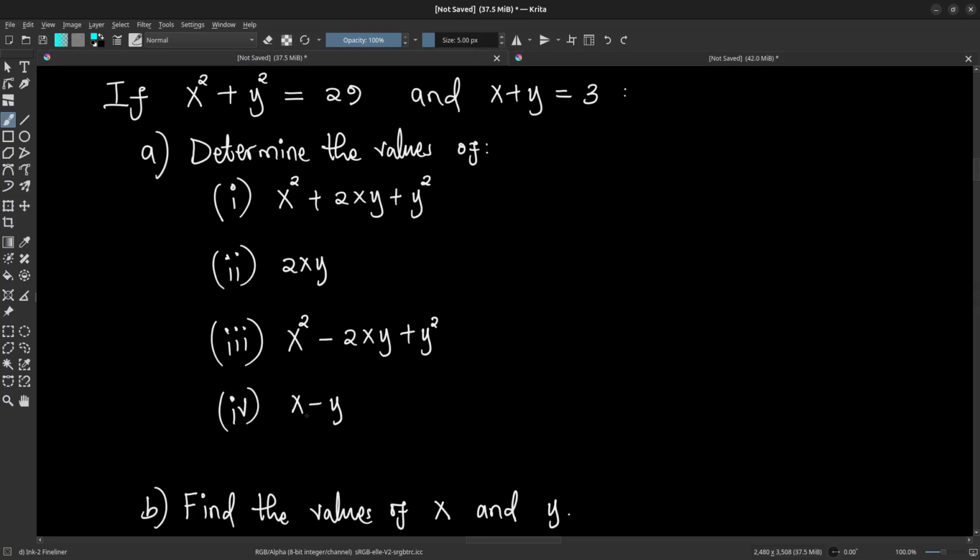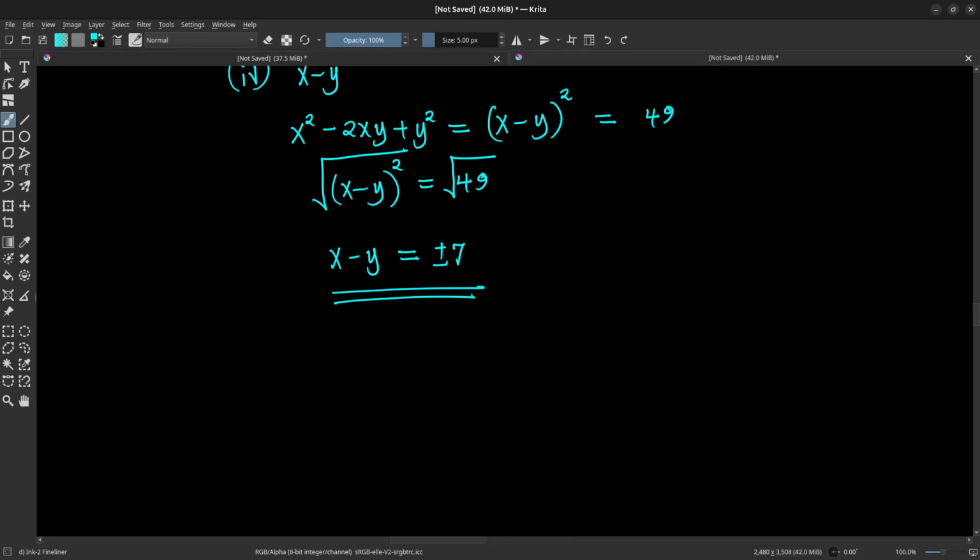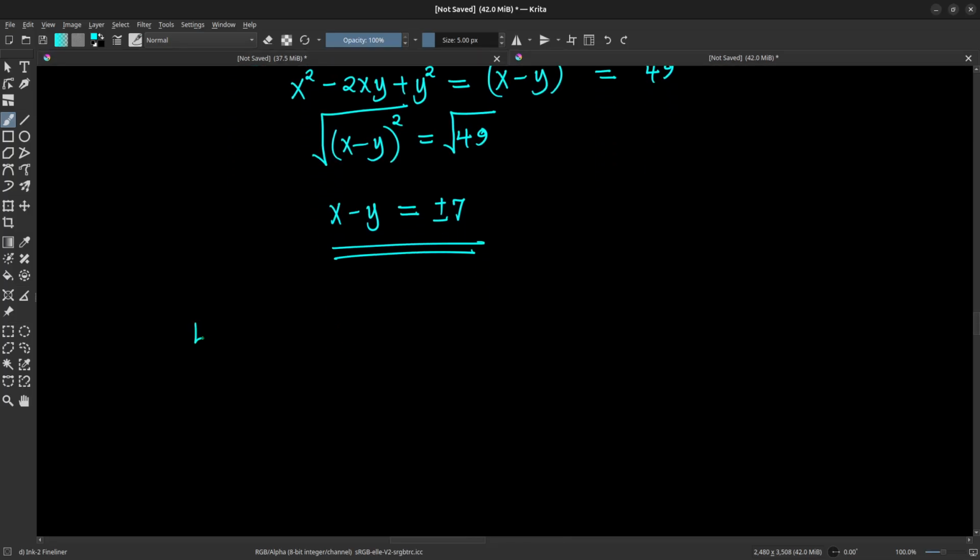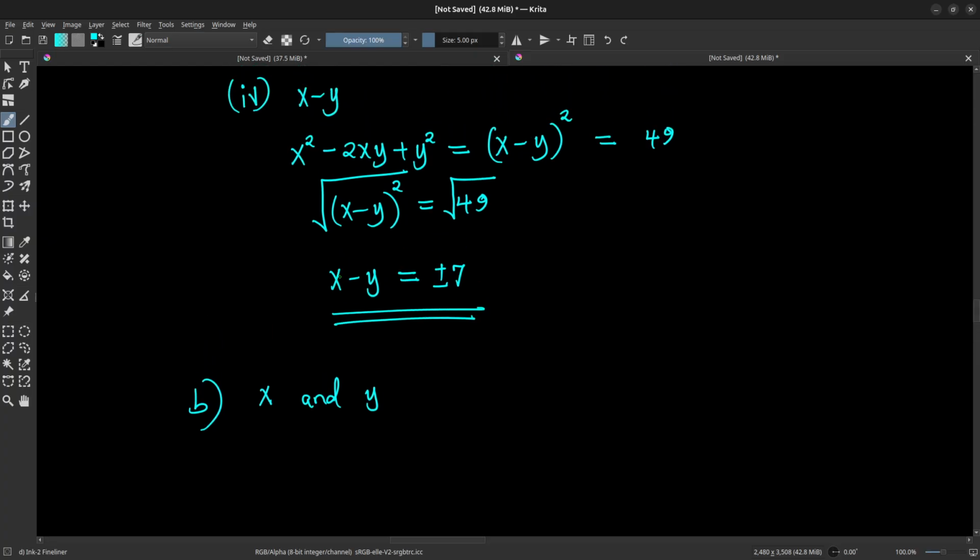And finally, the final part of the question, part B, reads, find the values of x and y. So, part B, we need to find the values of x and y. So, let's take this equation we got from part A. So we have x minus y is equals to plus or minus 7.